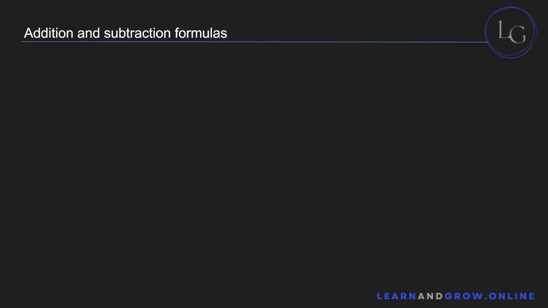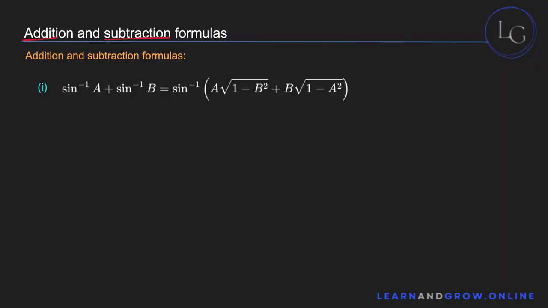Now let's see the addition and subtraction formulas of the inverse trigonometric functions. So let's look at this one here and let's prove it, and the others will become very easy to understand once you understand this one. It says that sine inverse of A plus sine inverse of B is equal to sine inverse of A into under root of 1 minus B square plus B into under root of 1 minus A square. So how did we get here?